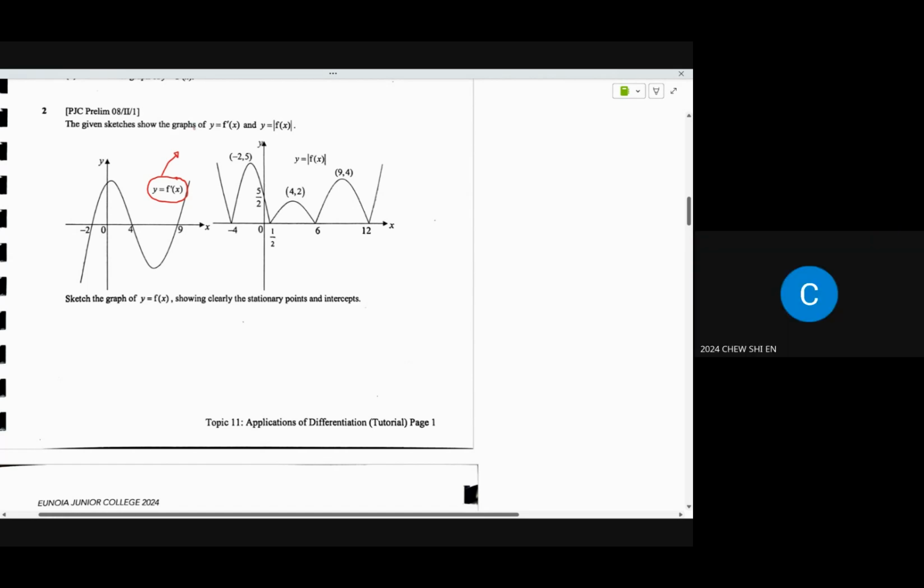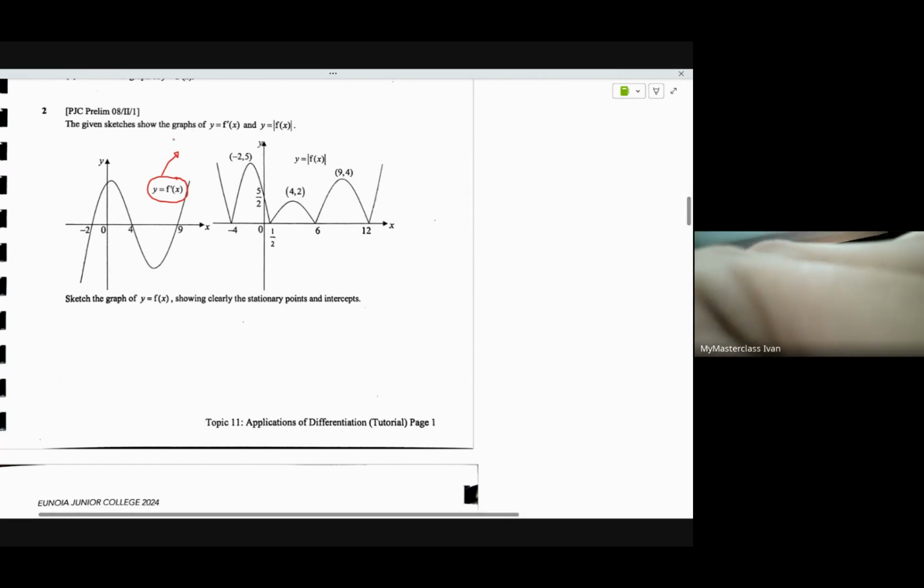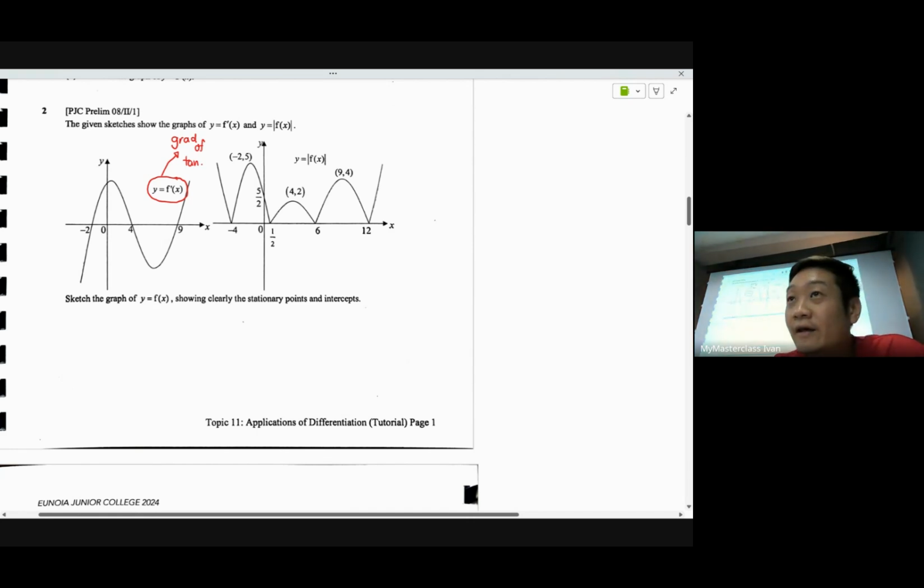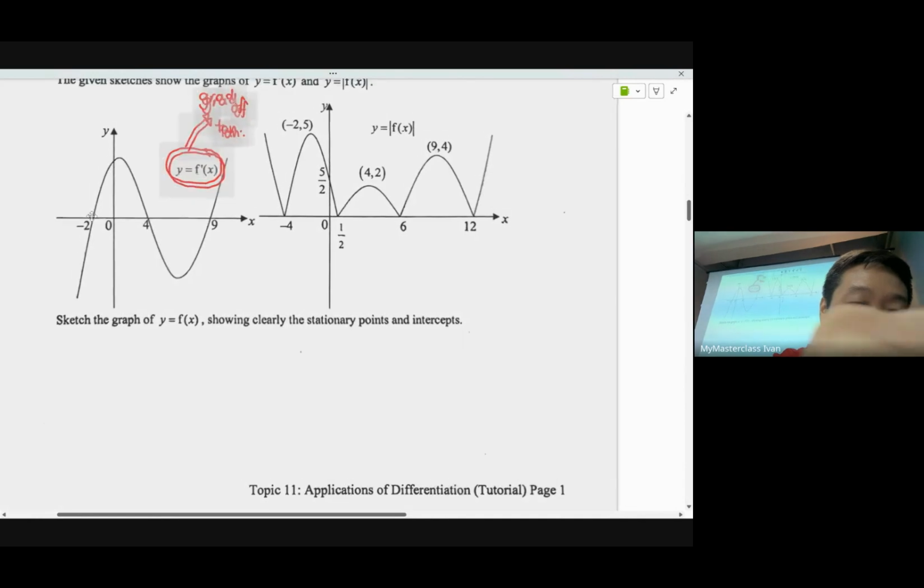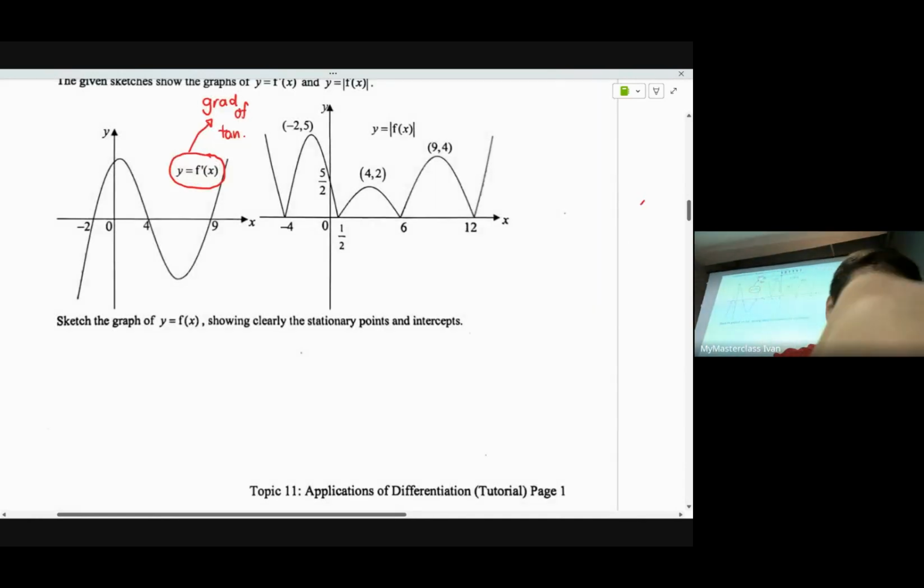dy/dx, which is called the gradient of the tangent, right? Okay, the reverse is a bit hard to understand. Don't be fooled by whether the graph is going up or going down. Just make sure you know whether the graph is in the positive or the negative. So basically, over here, I know there's a turning point.